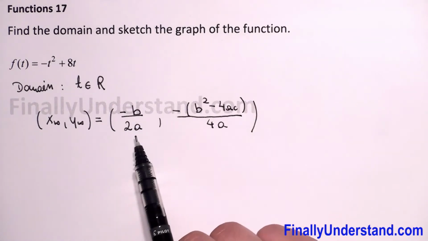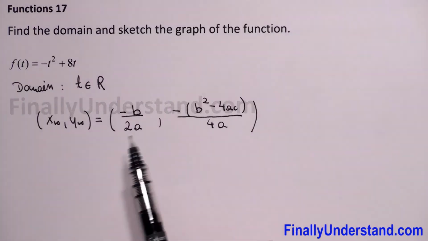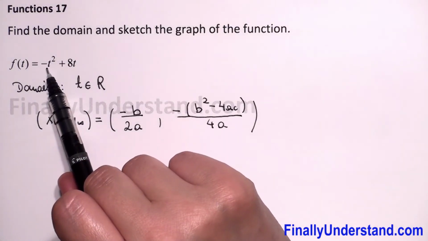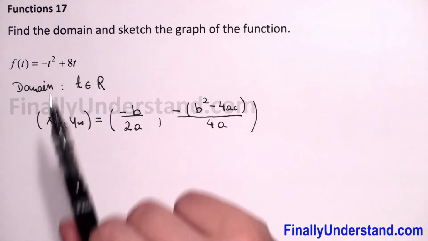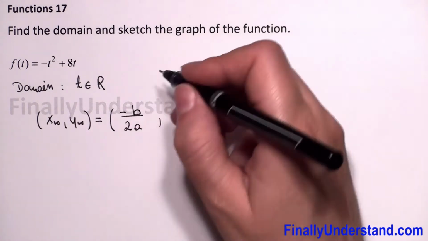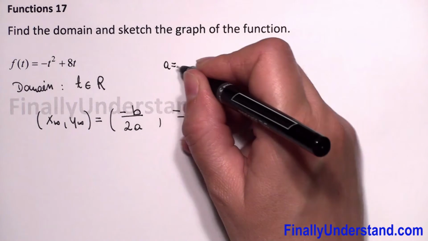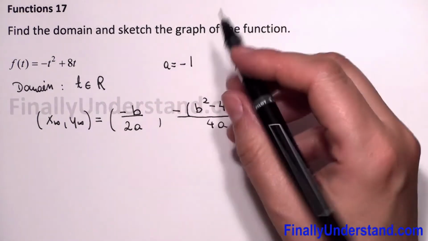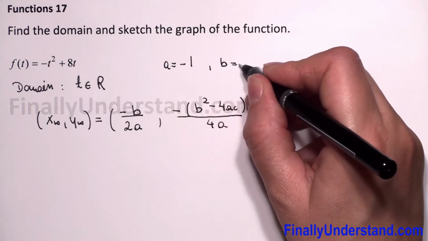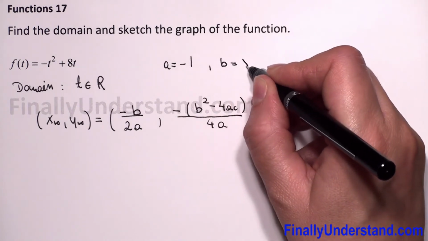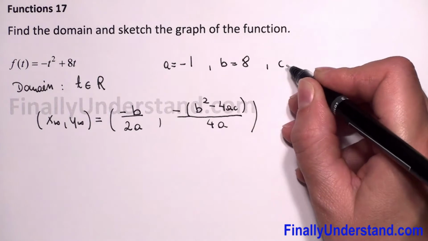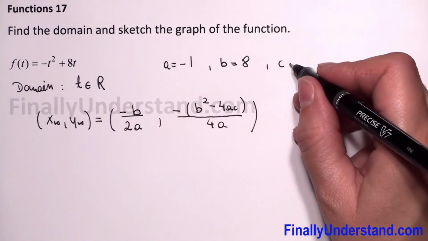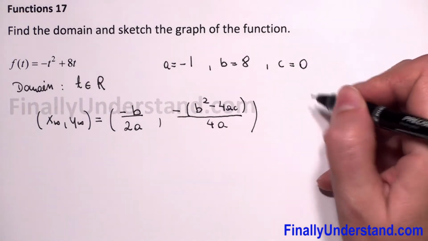What is the b or a or c, if someone forgot? A is coefficient before t to the second power. So in our case, we can write a is equal negative 1. B is coefficient before t. In our case, we have 8. And c is constant because we don't have here anything. It means c is equal 0.